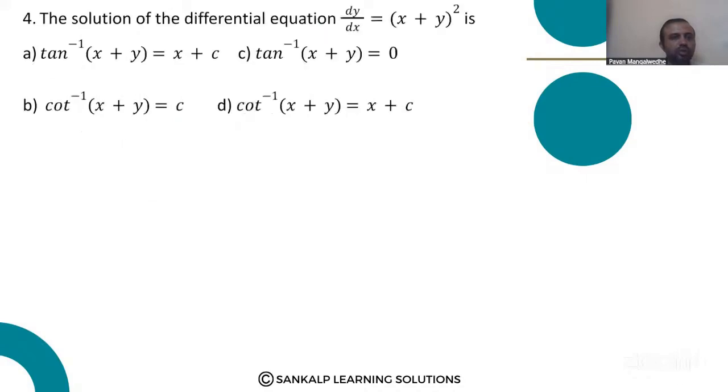Question number 4. The solution of the differential equation dy by dx is equal to x plus y the whole square is what? The options are tan inverse and so on. Just try to read it, and in 10 seconds I will give you. If you have the answer, just try to get the answer for this.